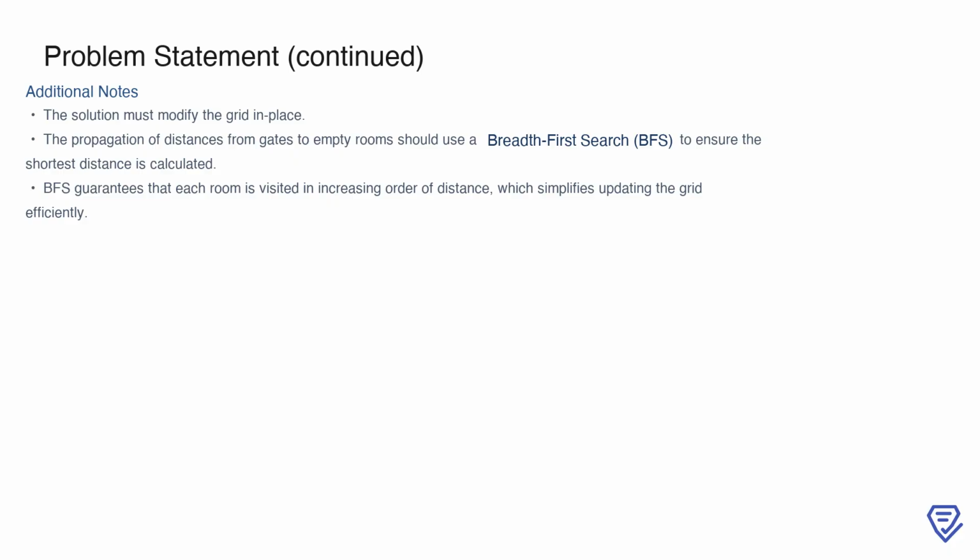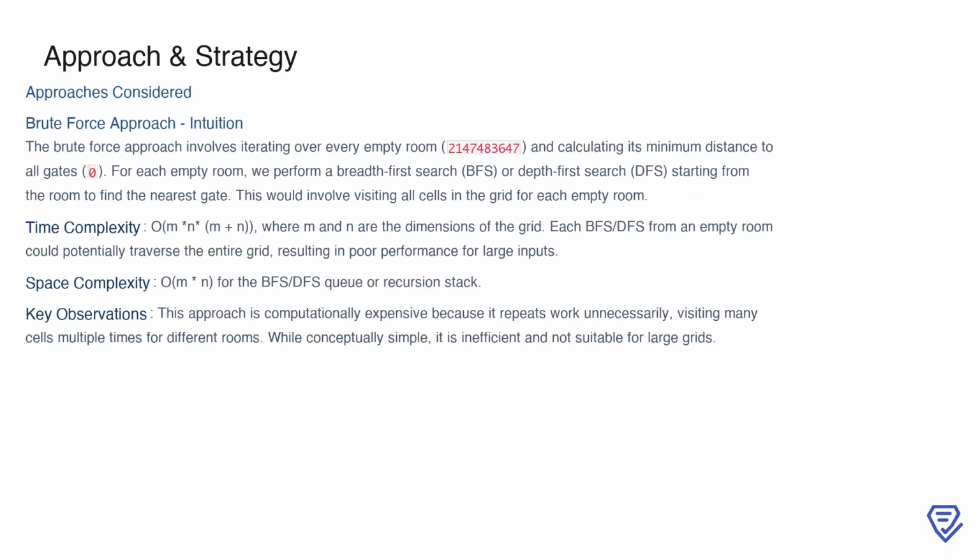To solve the walls and gates problem, the brute force approach starts by iterating over every empty room, represented by the value 2147483647.